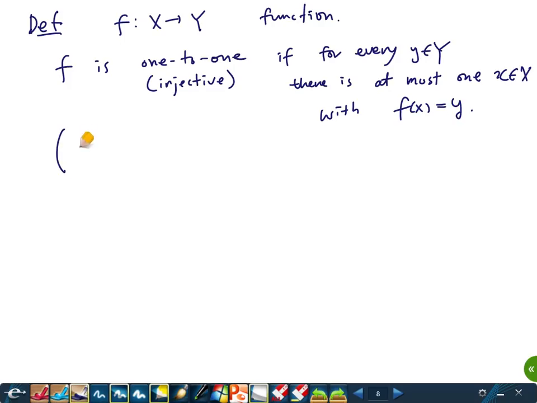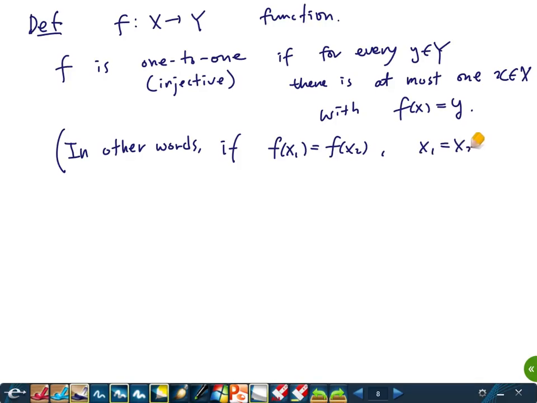So equivalently, in other words, if f of x1 equals f of x2, they cannot be different. Then we must have x1 equals x2, because otherwise we have two values of x such that f of x equals y.